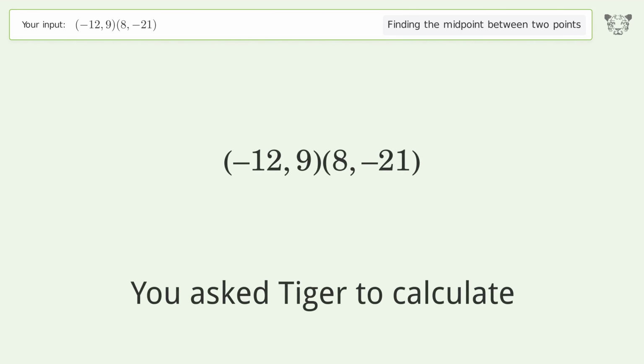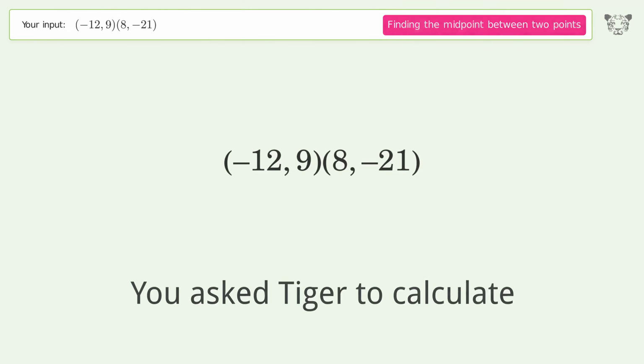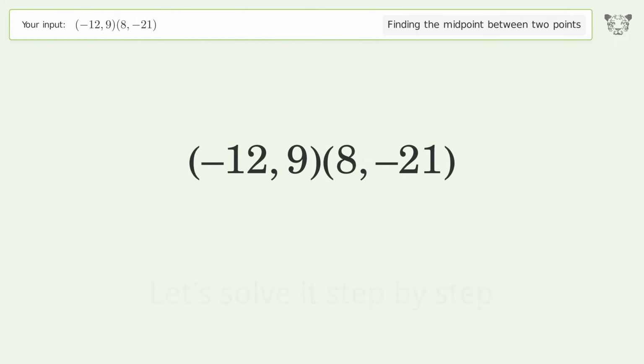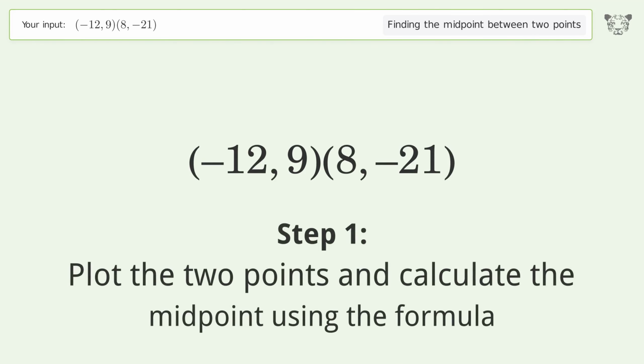You ask Tiger to calculate. This deals with finding the midpoint between 2 points. The midpoint between the 2 points is -2, -6. Let's solve it step by step. Plot the 2 points and calculate the midpoint using the formula.